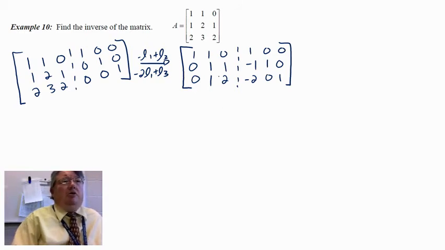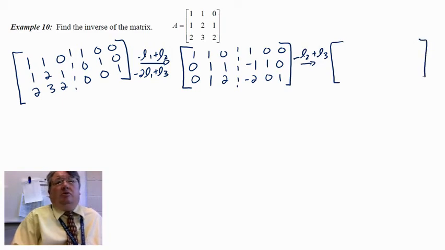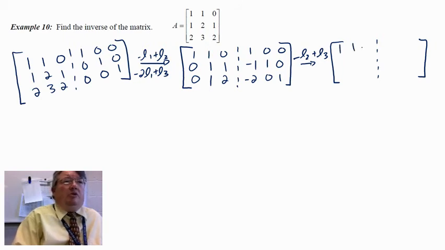Where else can I get a 0? You know what? I can get a 0 by going negative line 2 plus line 3, because if I go negative 1 here plus the 1, that gets rid of that. Okay. So set myself up. I'm going to leave this top one alone. 1, 1, 0, 1, 0, 0.